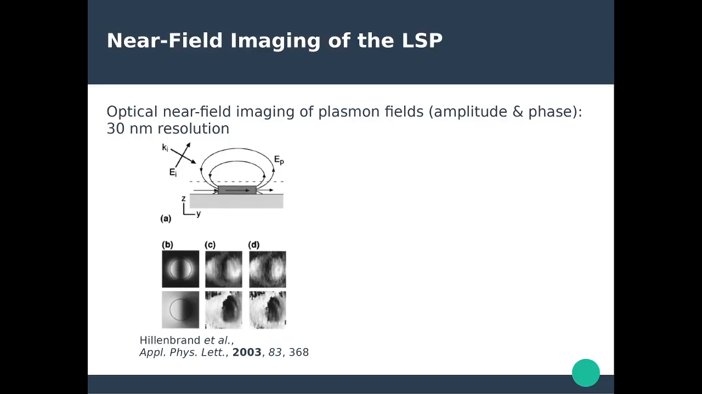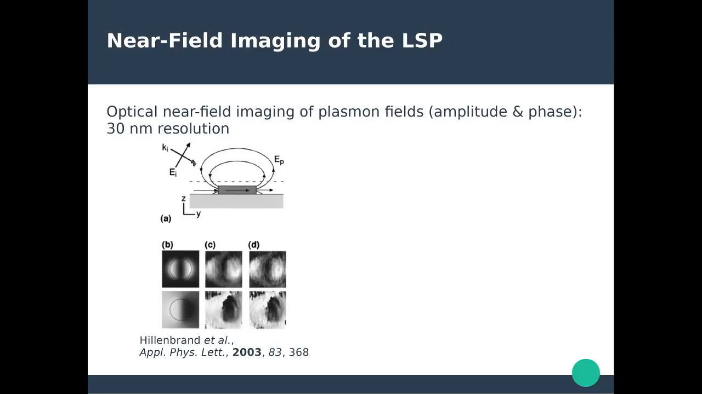So basically you can image the optical near field of the plasmons, both the amplitude and the phase. This is, for instance, a calculation showing the theoretical amplitude and phase of a dipole resonance for a nanodisk. And these are measurements done using near field scanning microscopy. You can recover the two lobes of the nanoparticle, and you can see the 90-degree phase shift from one side to another, which corresponds basically to the charge distribution on either side.